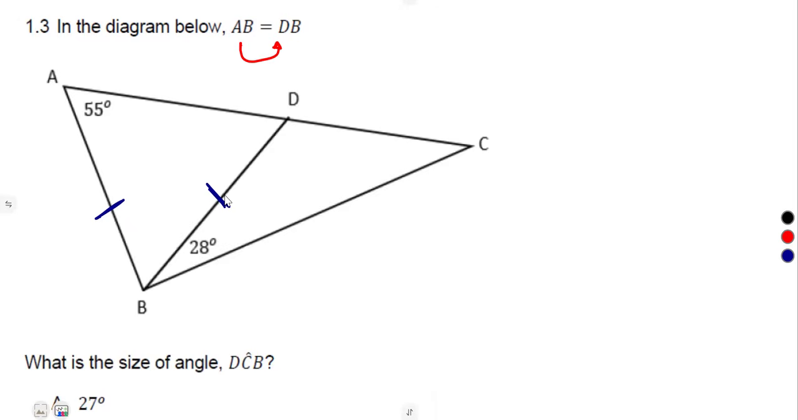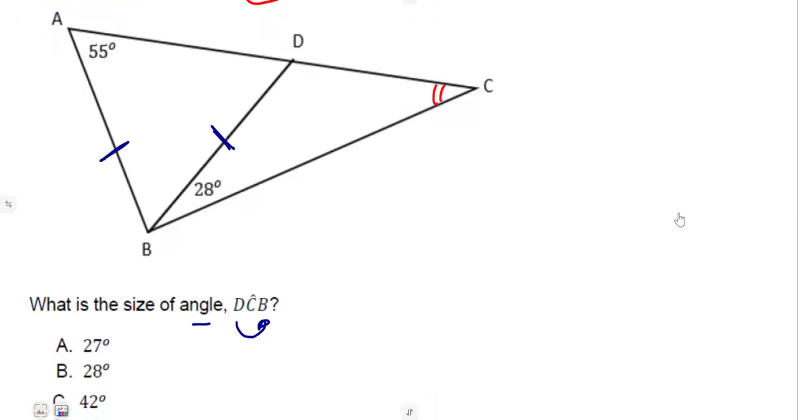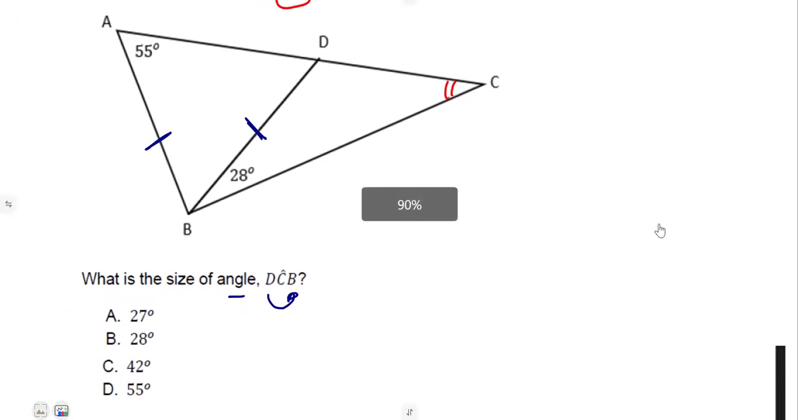That is the only part that we are given. AB and DB. Then the question is, what is the size of angle DCB? From this given information only, what is the size of angle DCB, the angle that is formed at point C? What is the size of this angle? All right. So how can we attempt this question?